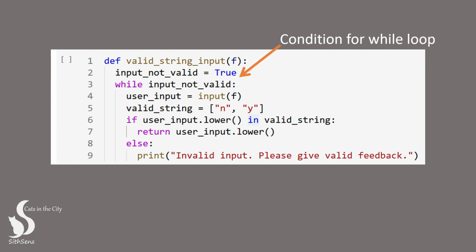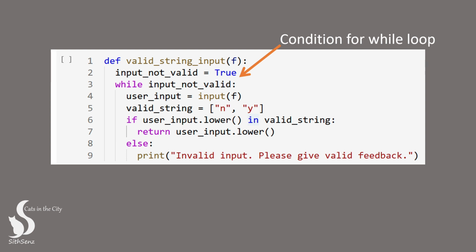Firstly, we'll need to create a condition. This is its main difference from the for loop. In our while loop, we first assume that the input not valid is true, and because the condition is true, the while loop will execute its code.